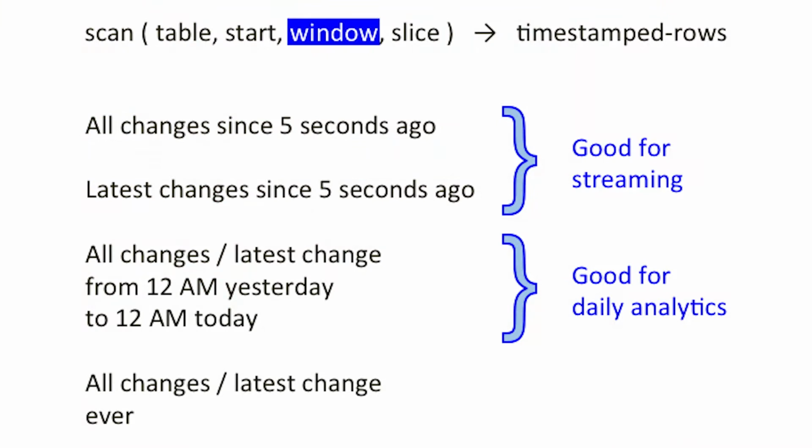So Treode is a versioned database. That means that you can scan it over a window of time. For example, you can ask for all the changes in the past 5 seconds, or you can ask for the latest changes in the past 5 seconds. The difference between those 2 is, consider that one row was updated multiple times in that period. Do you want to see all of those updates, or do you just want to see the most recent one?